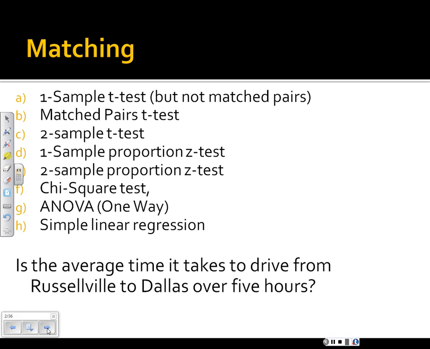So on this first one, it says the average time it takes to drive from Russellville to Dallas is over 5 hours. You're asking about average. You have a quantitative variable, which is time, and there's just one sample. So we're just asking, how long does it take to drive there? And if you make it in 5 hours, you're probably driving over the speed limit. But I've made it in 5 hours. So anyway, average, quantitative variable, one sample, that is a one sample t-test. You guys can ask questions at any time if you would like.